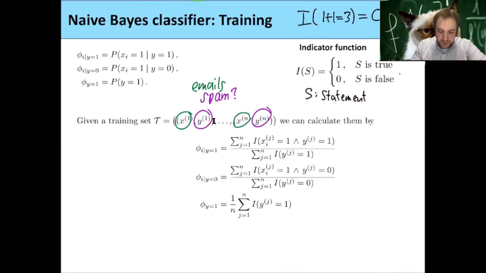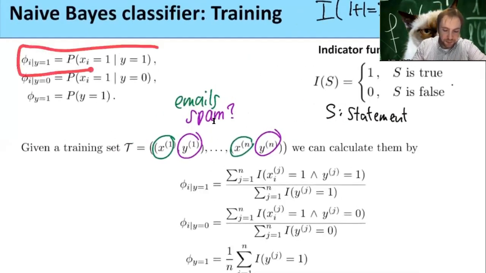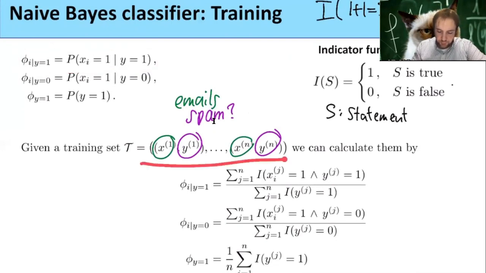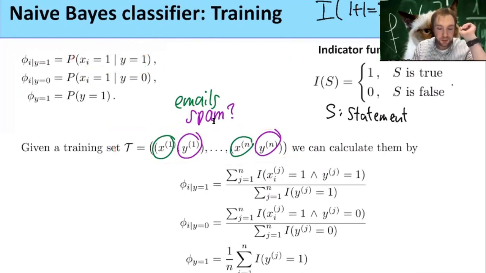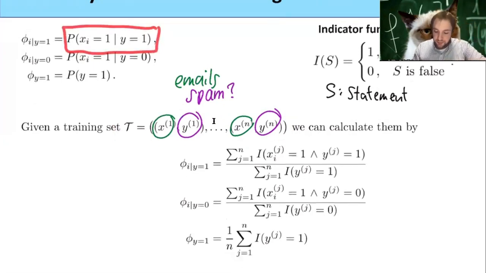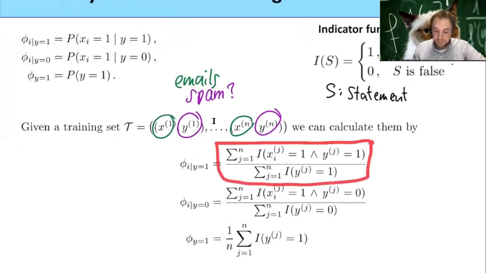But now let's try to give a formula for this thing here. So we have some training set, and now we want to give the probability that the word xi appears in a spam email. Therefore we need to look at all spam emails, and count in how many of these emails the word xi appears. And then we can give an estimation for this probability. So this is exactly this formula here.